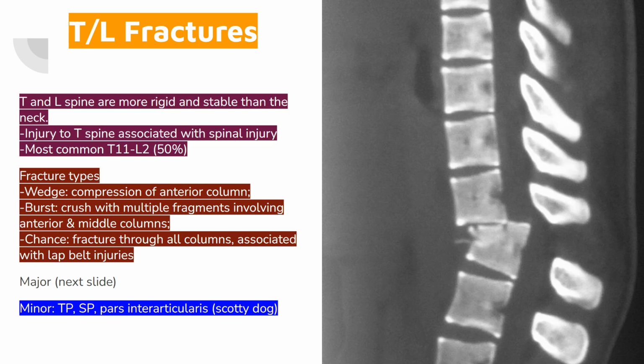And then a Chance fracture is through all 3 columns and associated with lap belt injuries. So Chance fracture, 3 columns, unstable, right? Minor fractures that I did not include: transverse process, spinous process, and pars interarticularis fractures, okay?